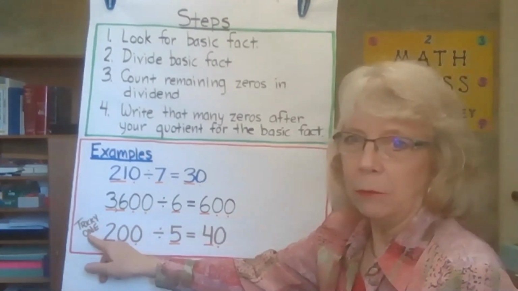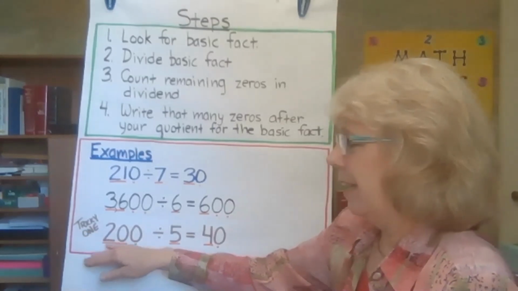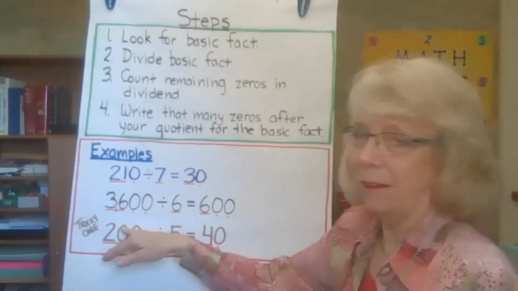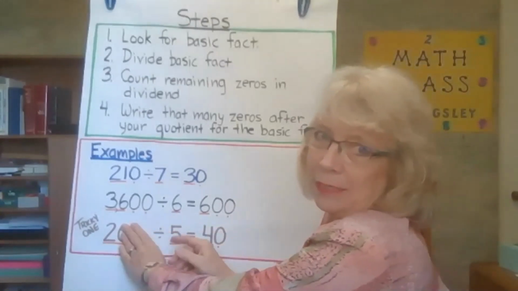This one's a tricky one, so see if you can figure out why. The zeros work a little differently in this one. So when we go to our basic fact, the problem is 5 doesn't go into 2 easily.